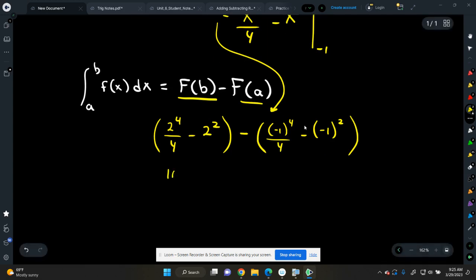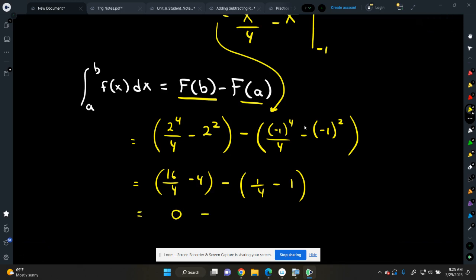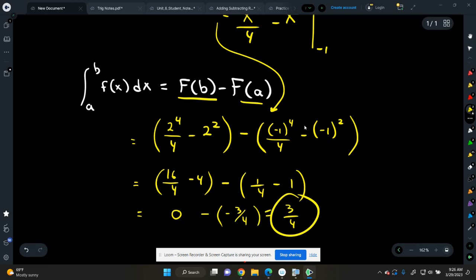So this gives me 16 over 4 minus 4 minus 1/4 minus 1. Sixteen over 4 is 4, so we get 0 minus -3/4, which equals 3/4.